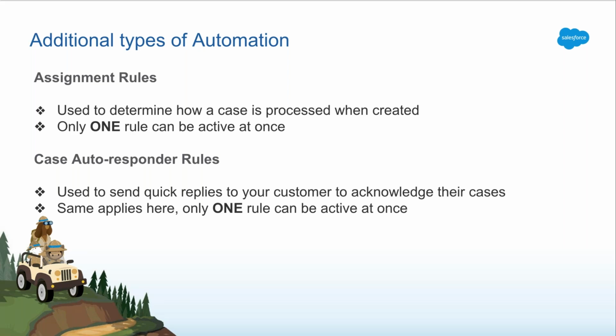Assignment rules are generally used to automate how cases are processed when a case has been created. So the rule will, for instance, use a set of conditions or criteria to determine how a case is assigned, whether you want to assign it to a queue, a group, an agent, a team, where that case should be routed for case handling. You can control that by using an assignment rule.